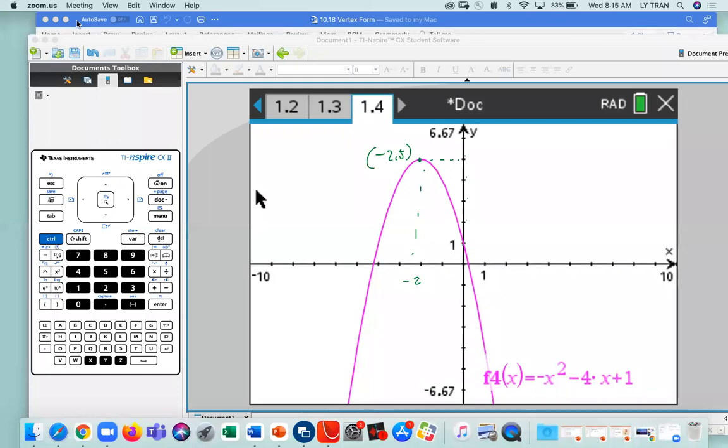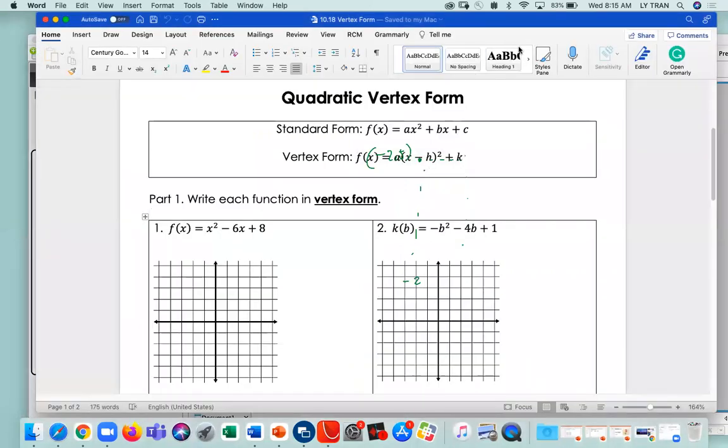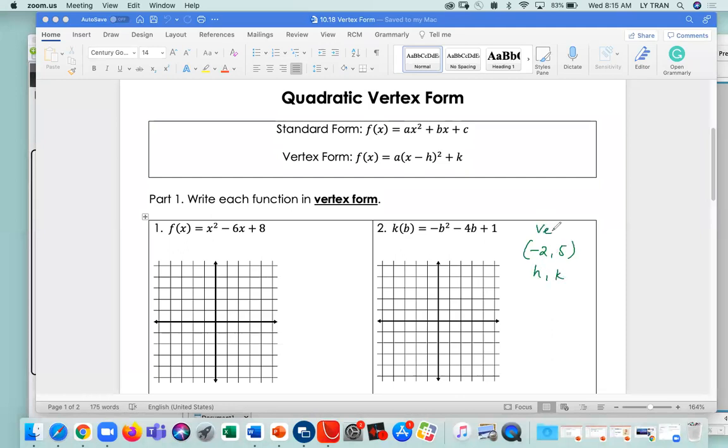Let me go back to this one. So from that picture, we know our vertex is -2 and 5. I'm going to put h and k. This is our vertex. From this equation, I know a equals -1, being the number in front of x squared. So that's -1. I'm going to use all of this to plug into the formula.